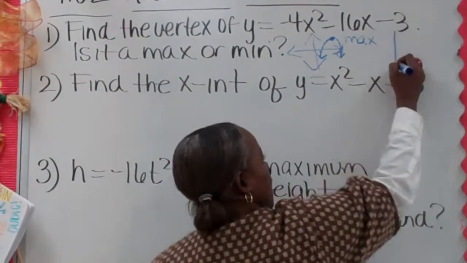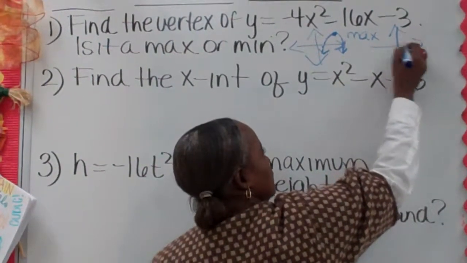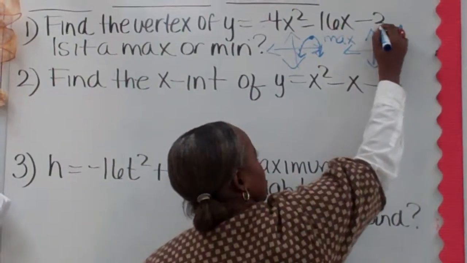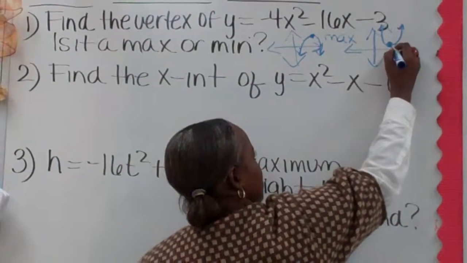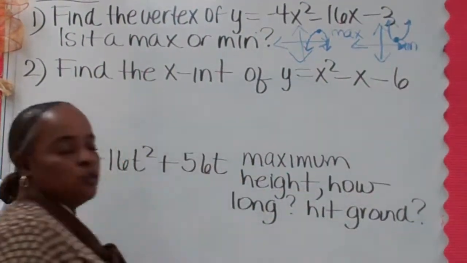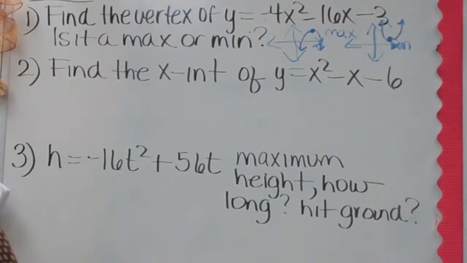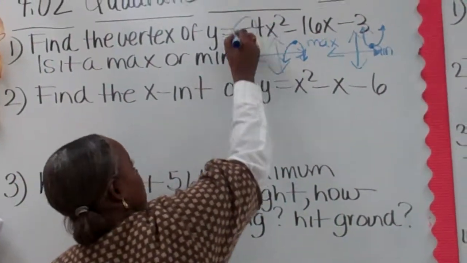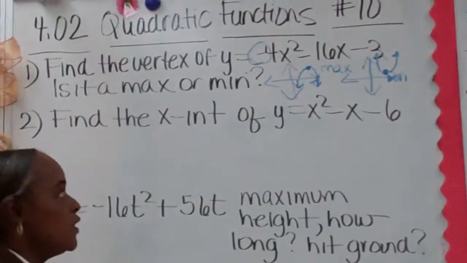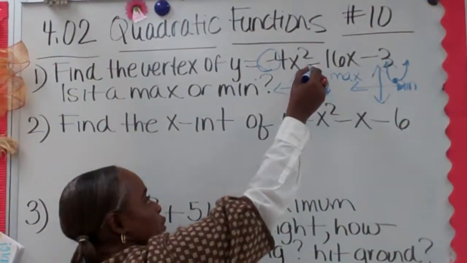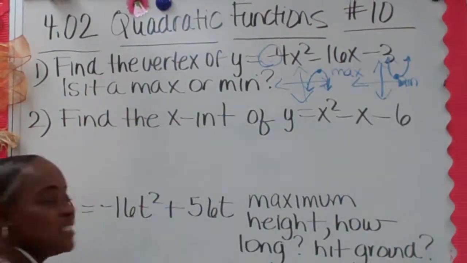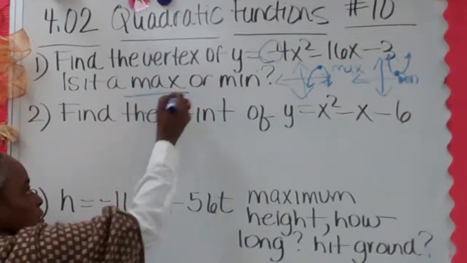If the parabola opens up, then the vertex is a minimum. Now, how do you decide that the parabola opens down? Once again, if there's a negative in front of the x squared term, then the parabola opens down and the vertex is a maximum. So this answer is maximum.